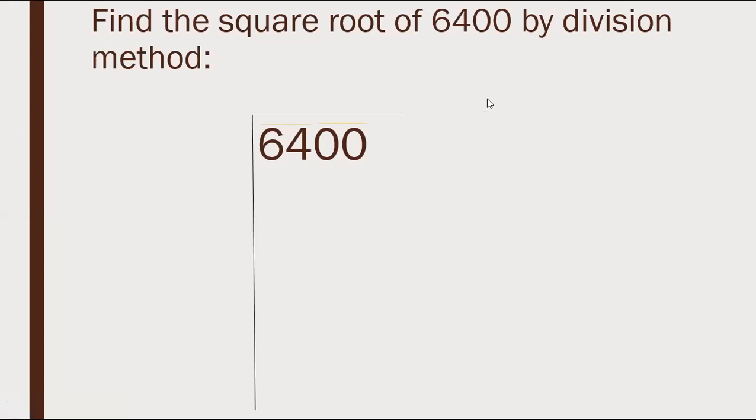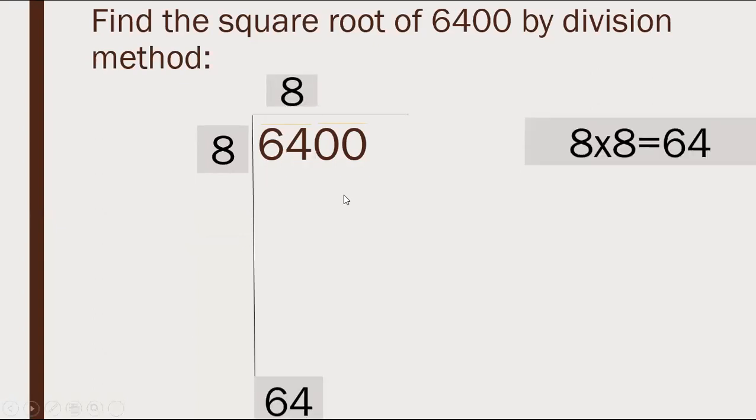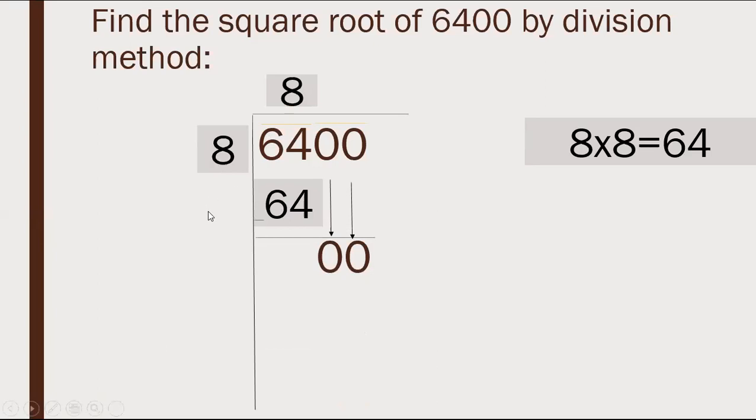Which number multiplied with the same number gives 64 or less? Absolutely right, 8 into 8 is 64. When we subtract 64 from 64, it will be cancelled, and then we have to copy the next pair, that is 00. And what about the left hand side? We have to add 8. So 8 plus 8 is 16.